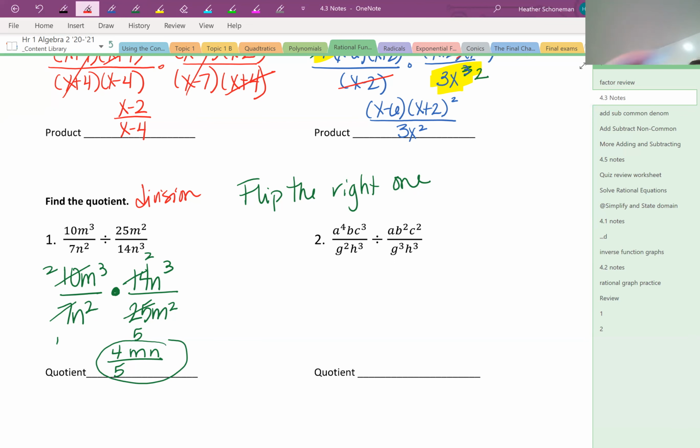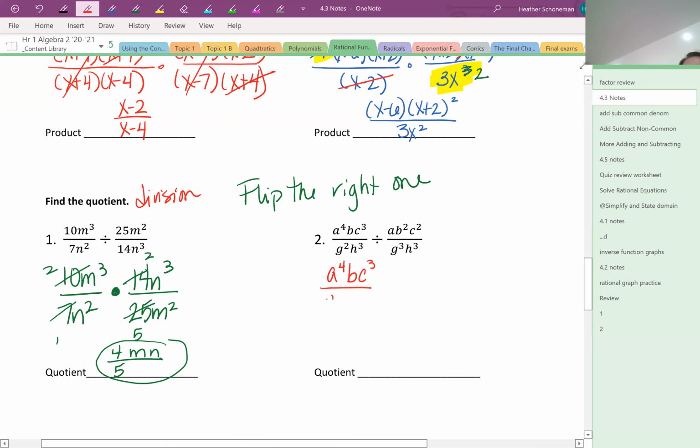Okay, let's try this again for number 2. It's just like multiplication, except I have to flip the right one. So I have a to the 4th bc cubed over g squared h cubed times, and then over here I have g cubed h cubed over ab squared c squared. All right, now I can reduce.